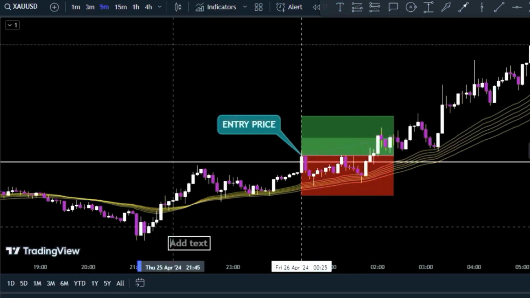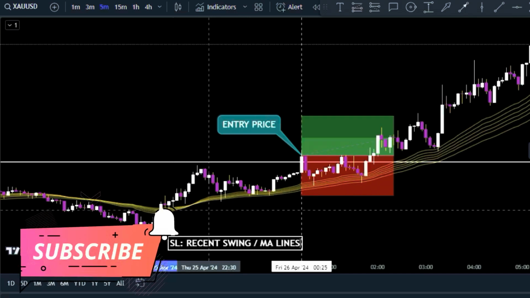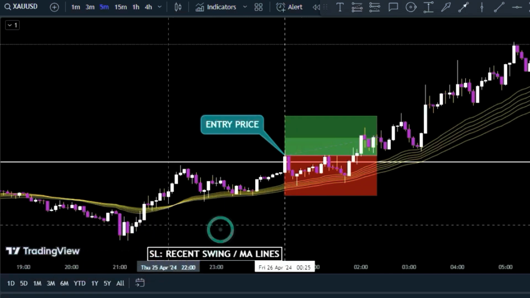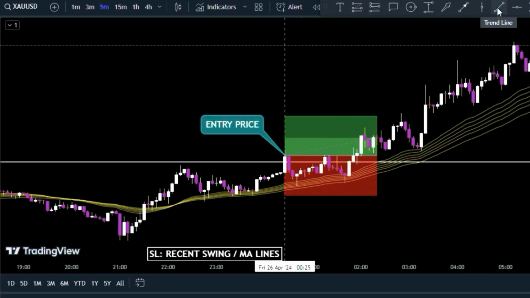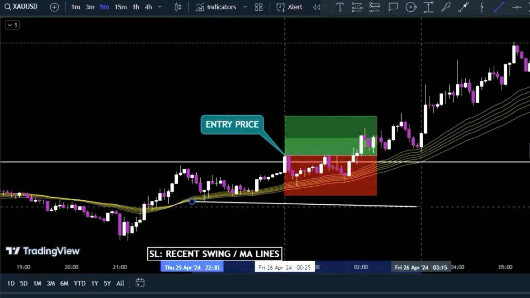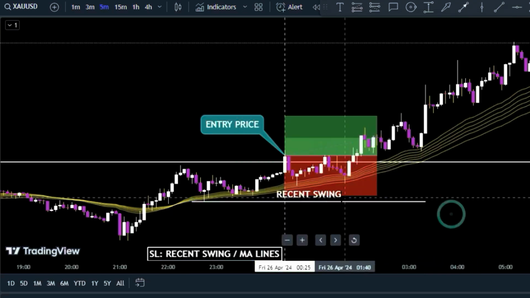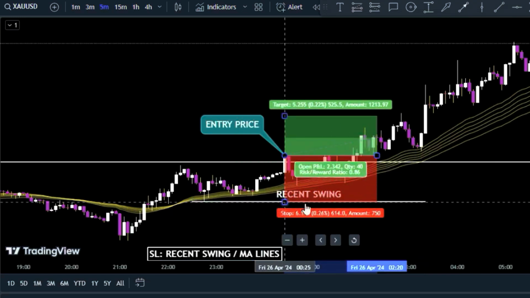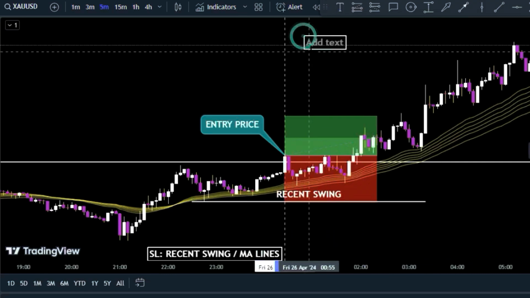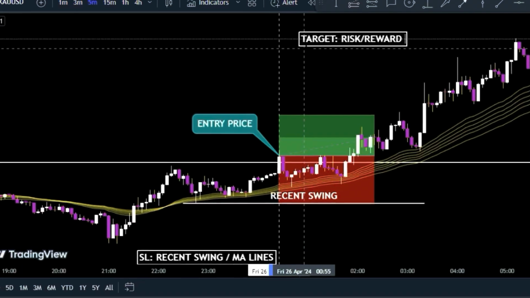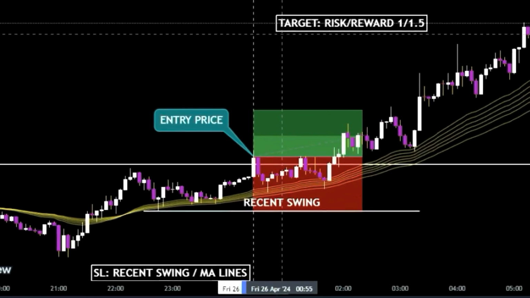Remember to set your stop loss slightly below the recent swing low or one of the moving average lines. And then aim for a risk-reward ratio of 1 to 1.5 to help manage your risk while maximizing potential profits.